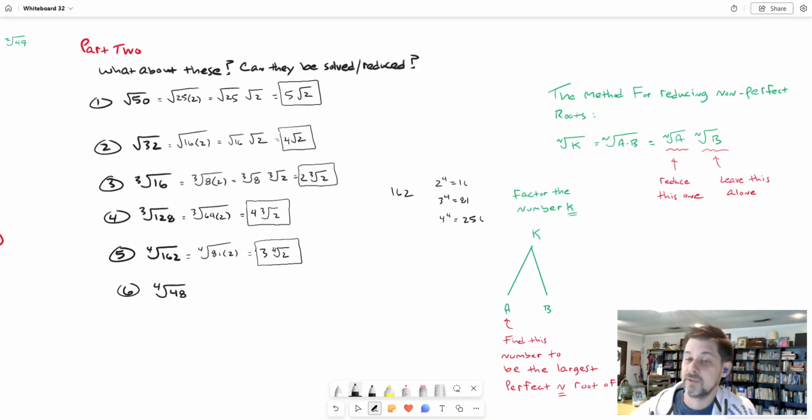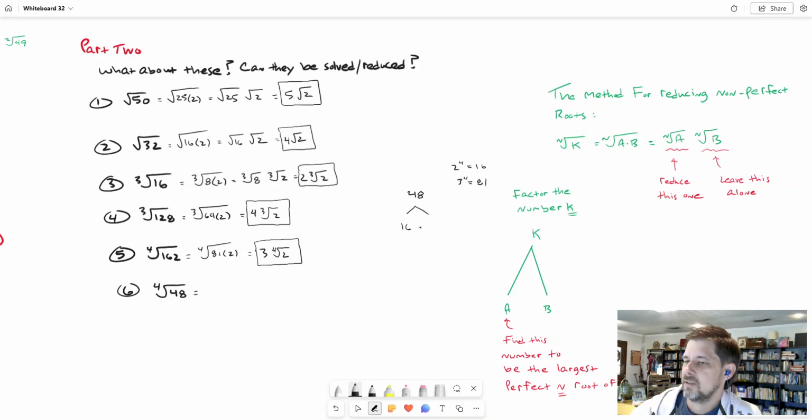Let's look at this last one. So fourth root of 48. All right, so you know the technique by now. Maybe you could even practice along with me. Okay, so 48. All right, I need to factor 48 in a way that has the largest perfect fourth root in it. Okay. Now, all right, if I went through the list again, 2 to the fourth power is 16. 3 to the fourth power is 81, and already 81 is too big, so I guess we can only look at 16 this time.